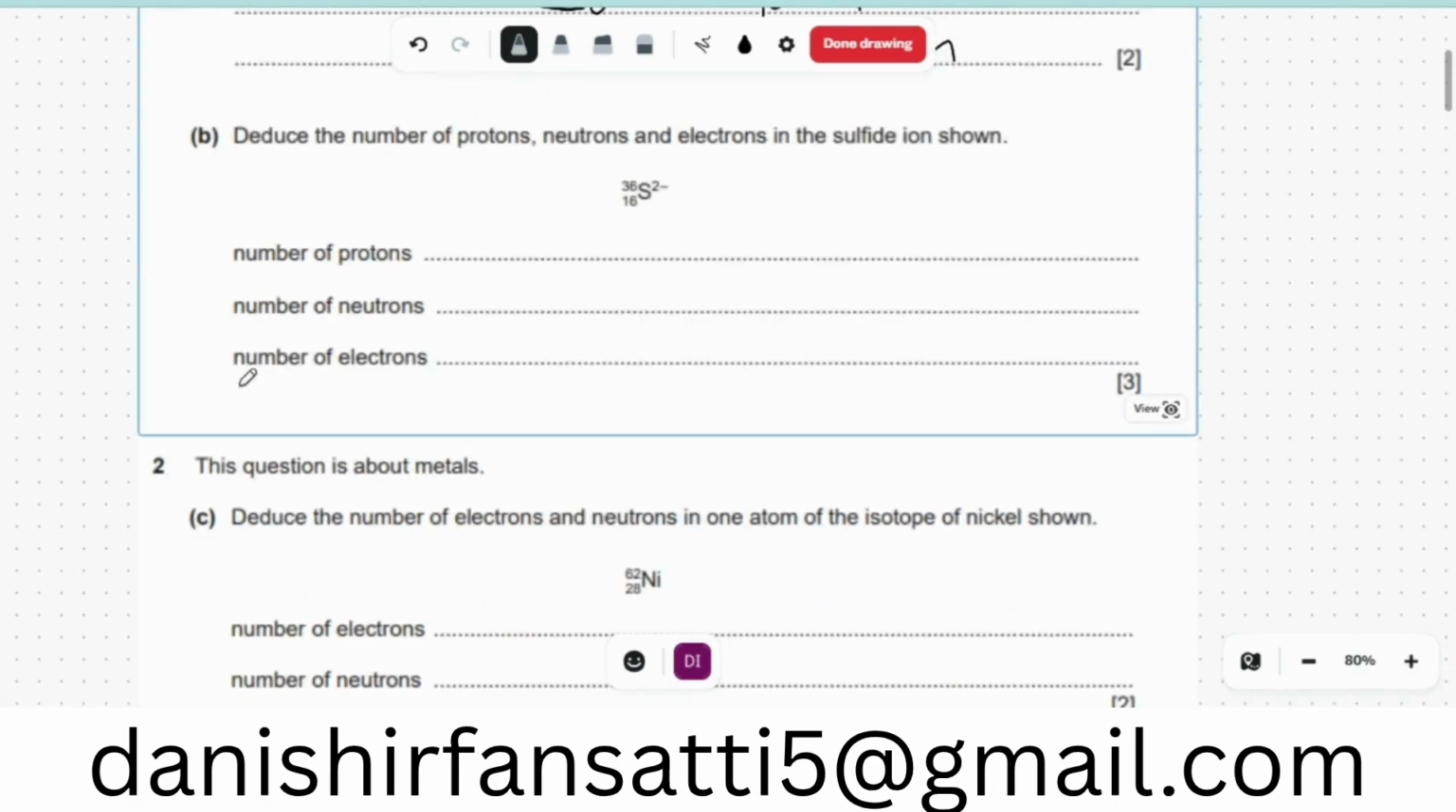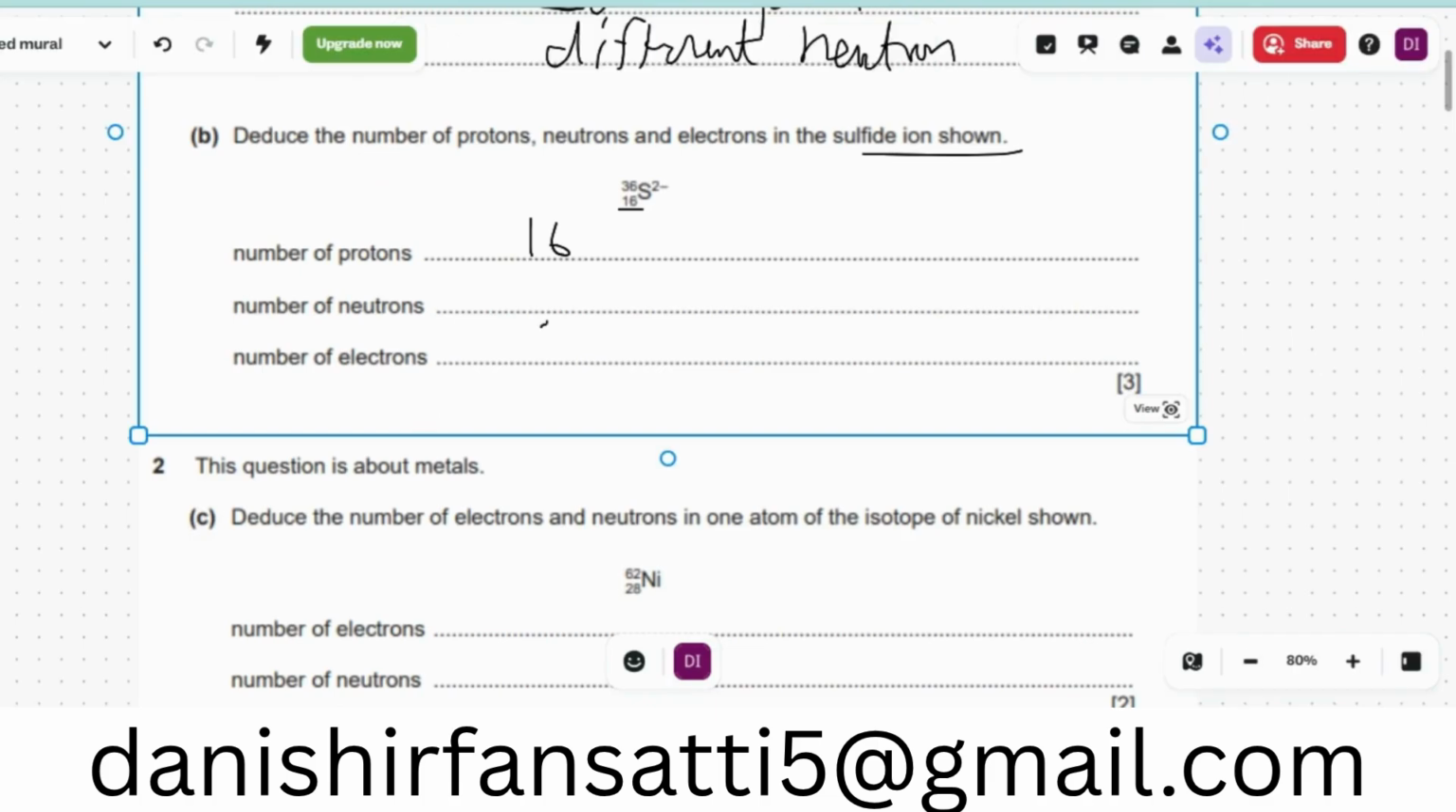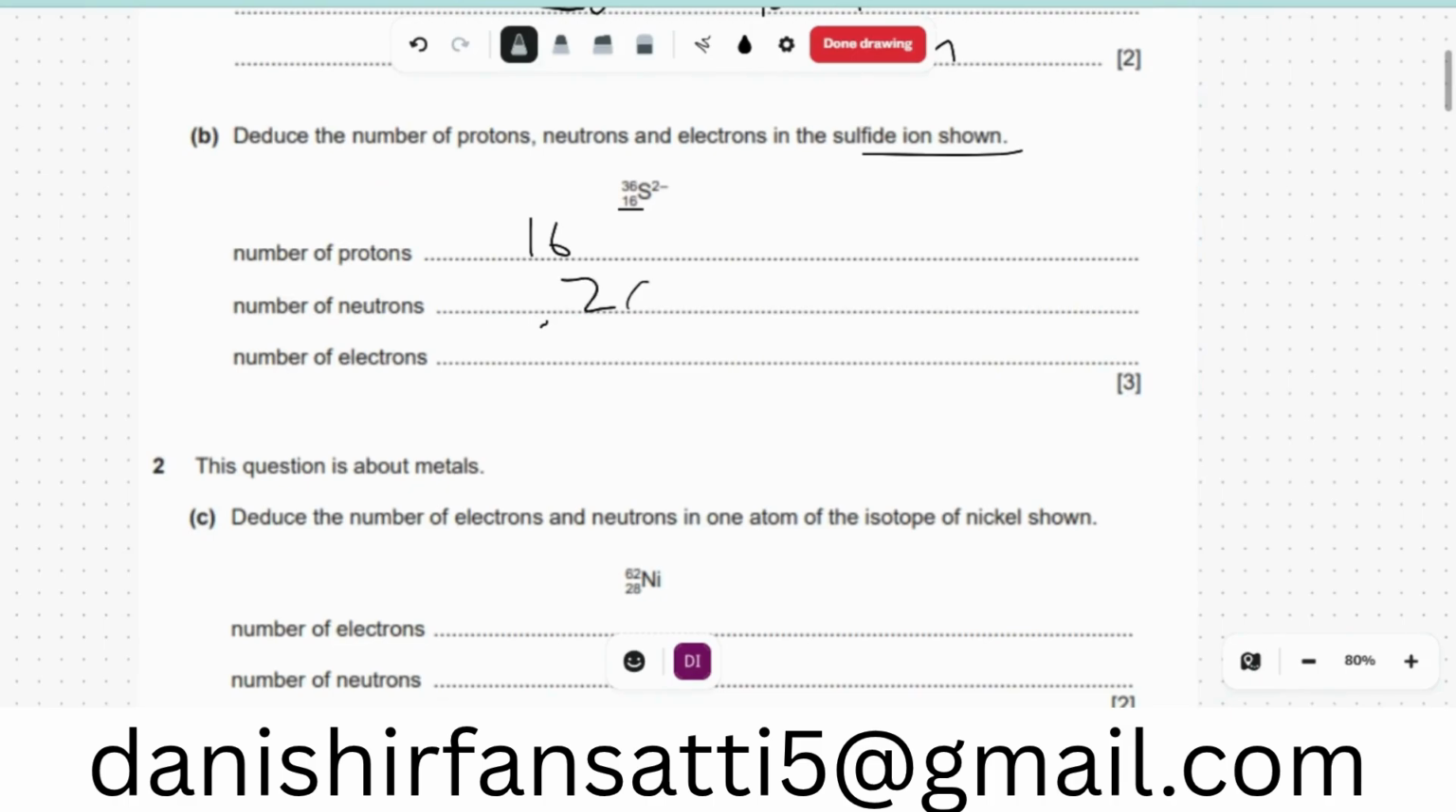next part is to deduce the number of protons, neutrons, and electrons in the sulfide ion shown. Okay. So the number of protons is simply 16. The number of neutrons is 36 minus 16, that is 20, and the number of electrons is 18 because 16 is the initial and it gains 2 electrons.